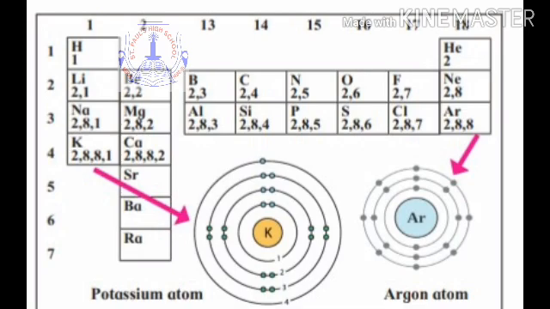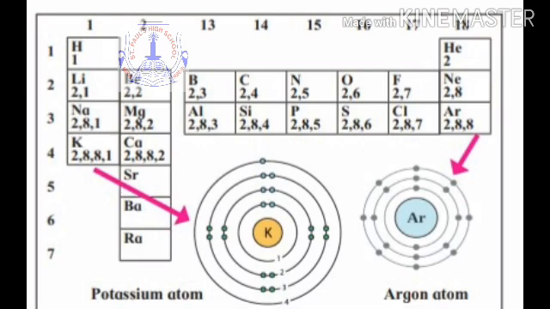Now see group 2 here. In group 2, for example, we have beryllium with atomic number 4, configuration 2,2; magnesium with 12, configuration 2,8,2; calcium, 20, configuration 2,8,8,2. Again you see similarity here. The last orbit has 2 electrons, so valence electrons are 2. Therefore they behave in a similar manner, and the valency is 2, because these elements will give away those last orbit 2 electrons to become stable. So first group valency is 1, second group valency is 2.